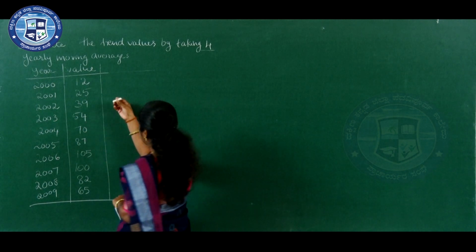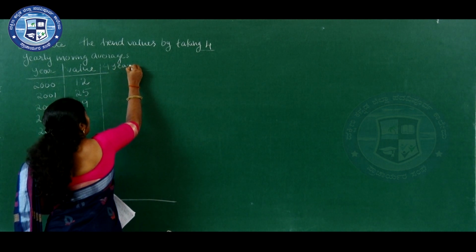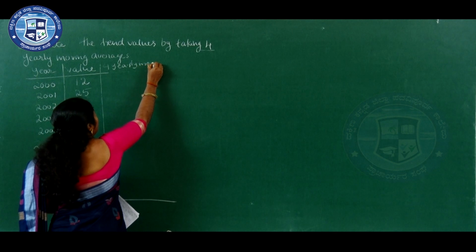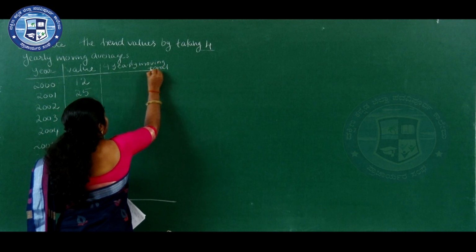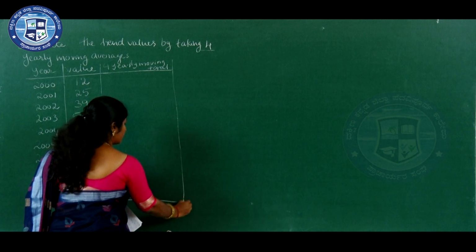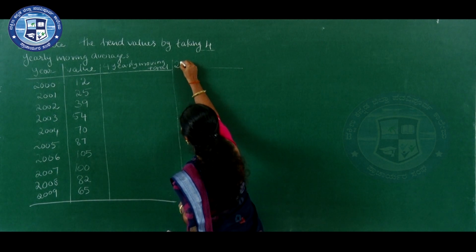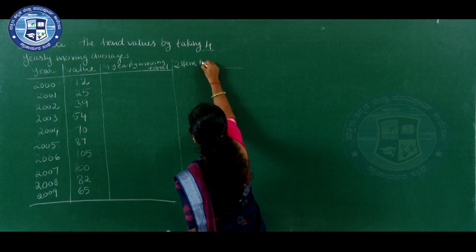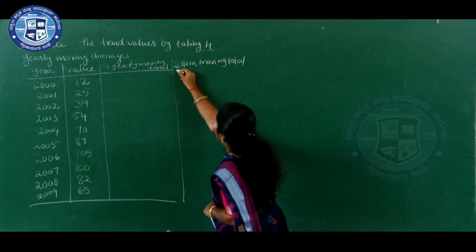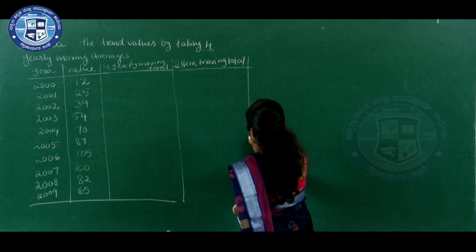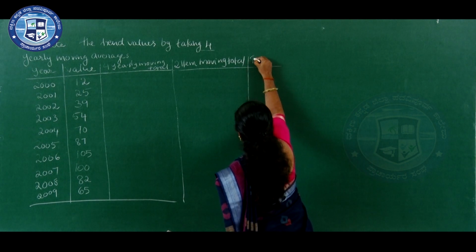So the first step is you have to obtain the 4-yearly moving total. Then next you have to obtain the 2-item moving total, and last you have to find the trend values.